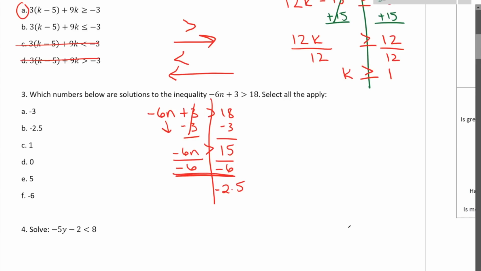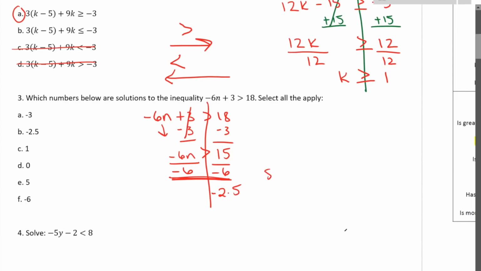Well, I divided by a negative, so what happens to my sign? My sign flips. And instead of greater than, it's going to be less than. So n is less than negative 2.5. So we need to figure out, are these numbers less than negative 2.5? Well, is negative 3 less than negative 2.5? Yes, it is.